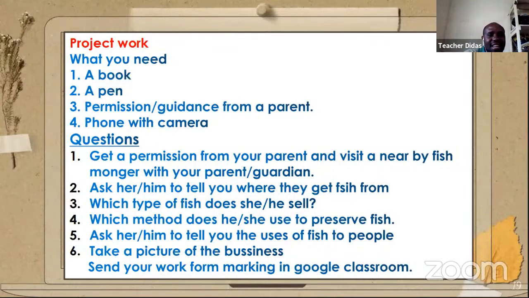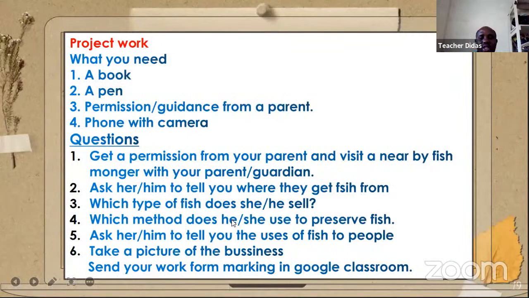Then, after getting permission, I want you to go and ask him to tell you where they get fish from. Where do they get them from? All together?